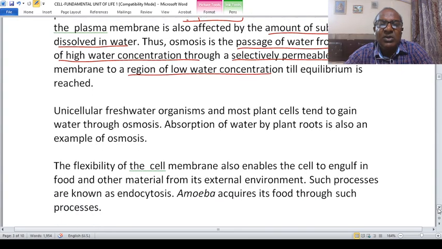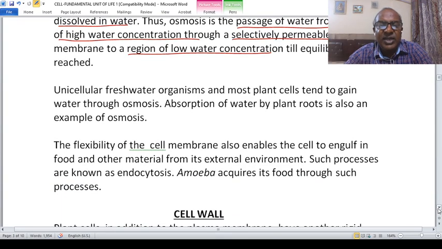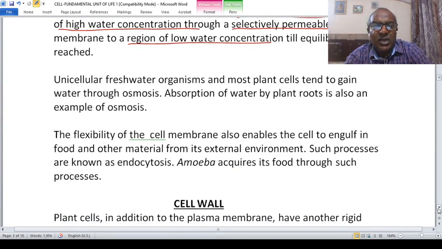Most of the unicellular organisms and plant cells gain water by the process of osmosis. The roots and others gain water by the process of osmosis. Same in case of your roots. The root cells absorb water by osmosis.